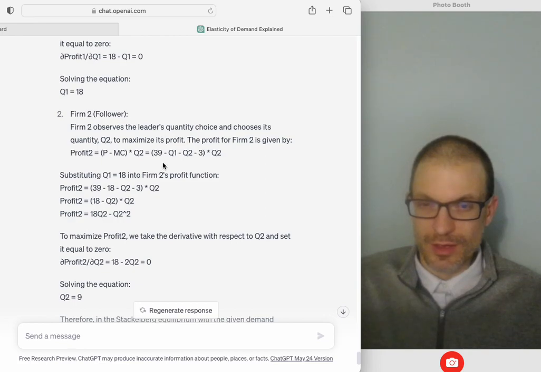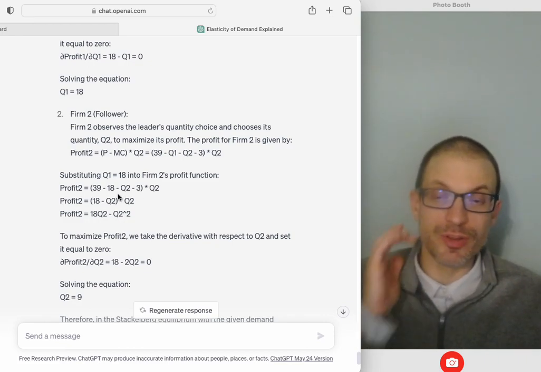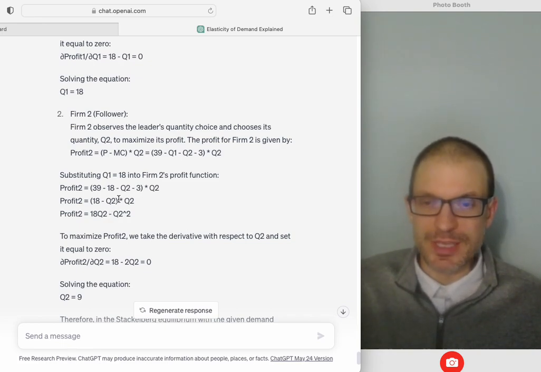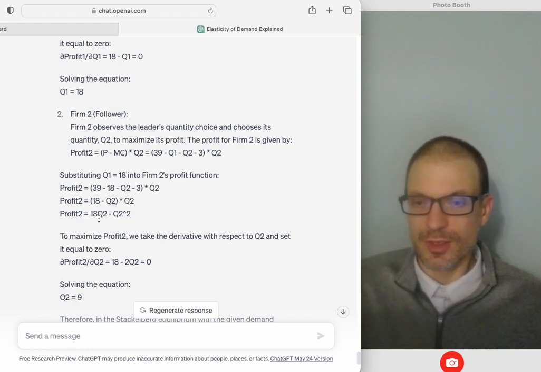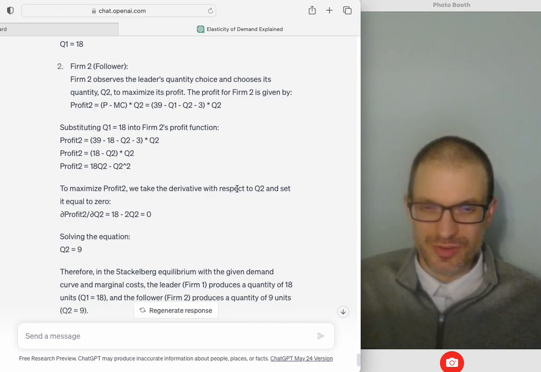And then, oh, then it went back and it did it solve? It substituted in. Yeah, it wrote out the profit function, but then it skipped ahead to the reaction curve. No, it went right to the profit function. Okay, fine. That's, I mean, because we've already determined Q1, you could do this. And so then it solves to maximize profit 2, take the derivative with respect to Q2, set it equal to 0.